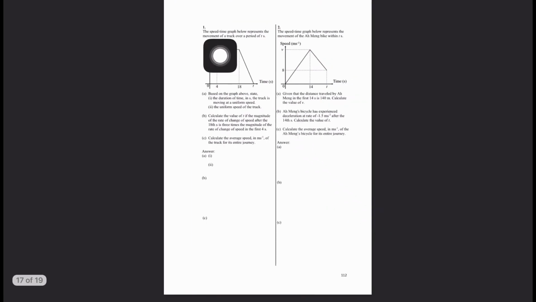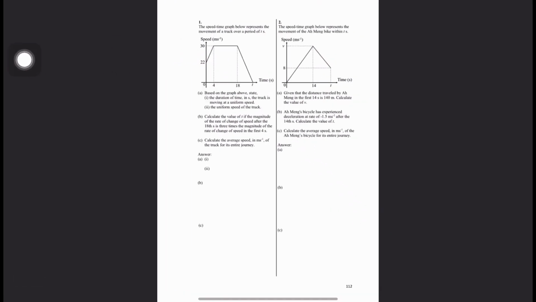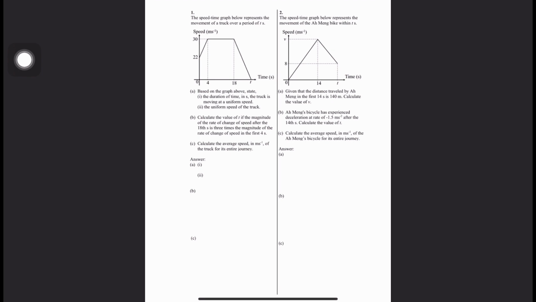Okay, we look at the first question. Okay, the speed time graph below represent the movement of a truck over a period of t second. Okay, so ni movement dia. Okay, maksud dia pemecut. Okay, lepas tu dia bergerak dengan uniform speed, and then dia semakin perlahan berhenti.